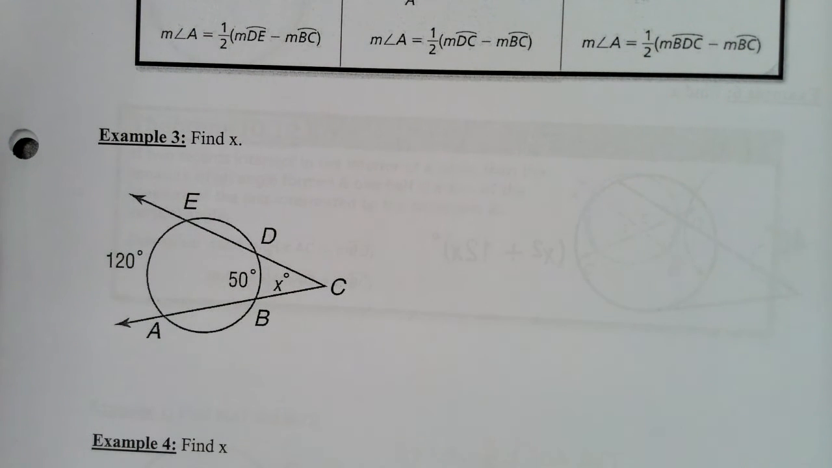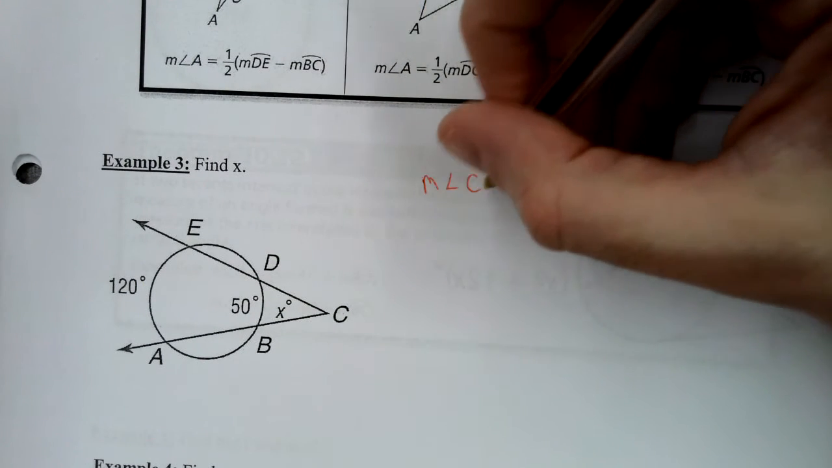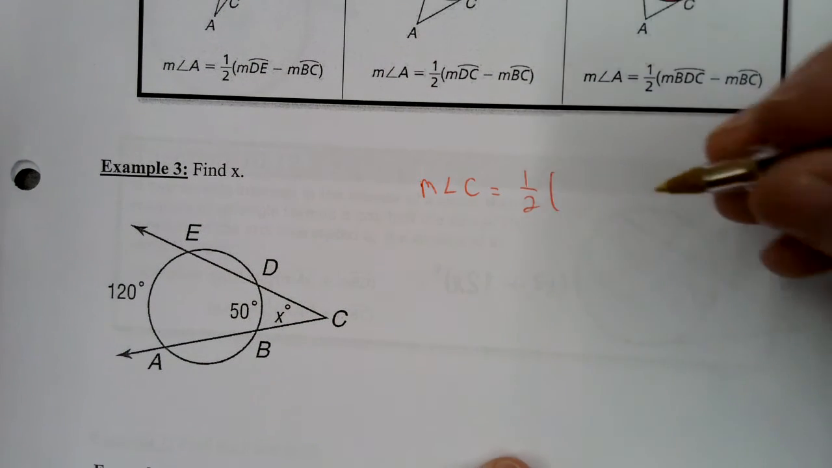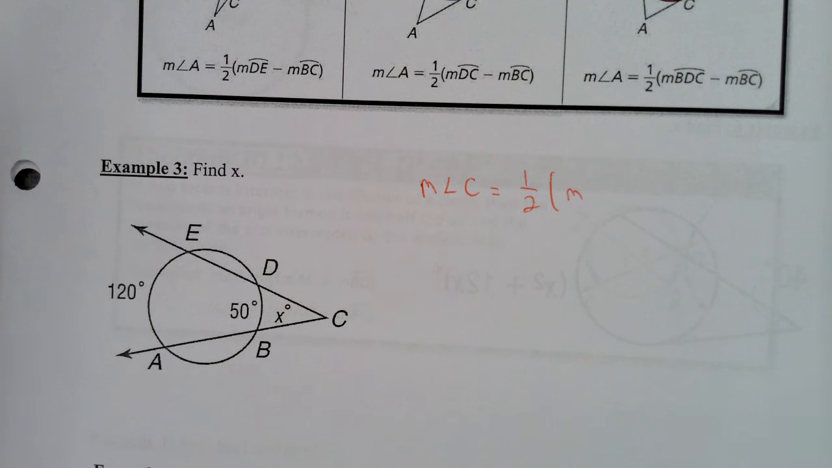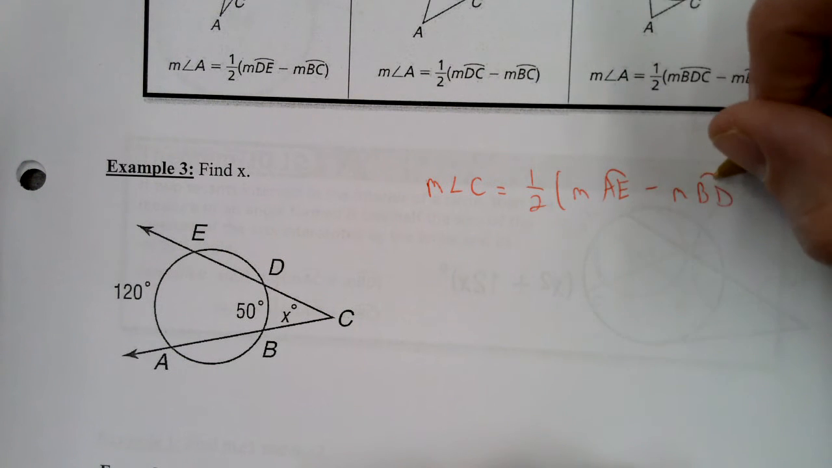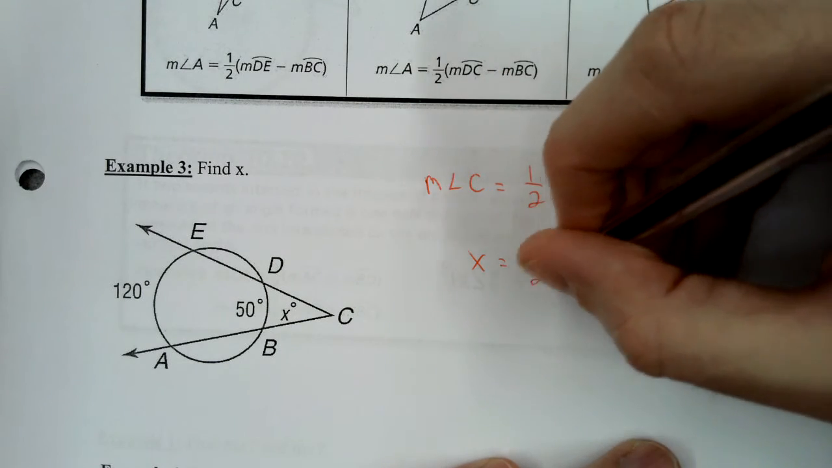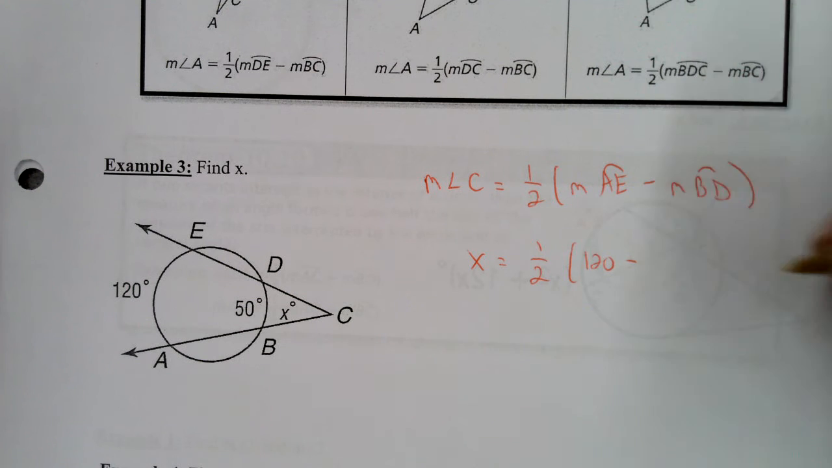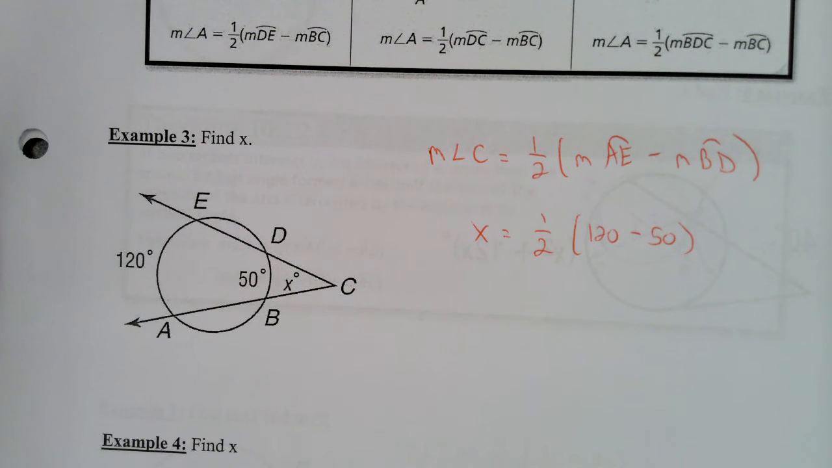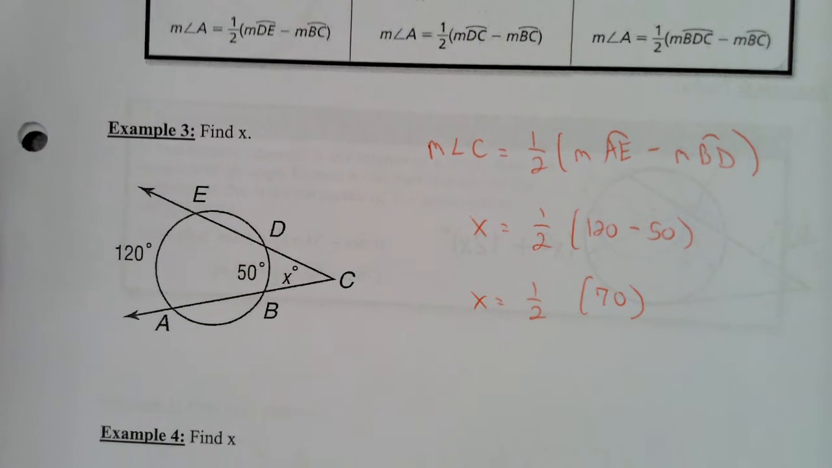Example 3. Start off with a nice easy one. They're going to get harder as we go, but let's start off with an easy one. Find x. Let me first start by writing this. The measure of angle C equals 1/2 the measure of arc AE minus the measure of arc BD. You don't have to write that out on a test or quiz. I'm just writing it so you can see what I'm doing. So the measure of angle C is represented with an x. So x equals 1/2 the measure of arc AE, which is 120, minus the measure of arc BD, which is 50. Order of operations, x equals 1/2 of 70. 120 minus 50 is 70. So x equals 35.